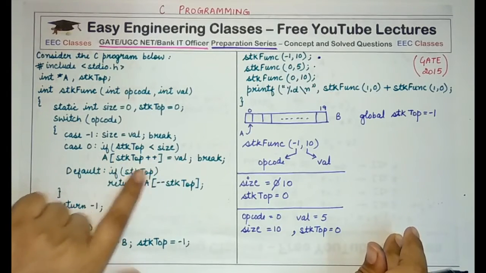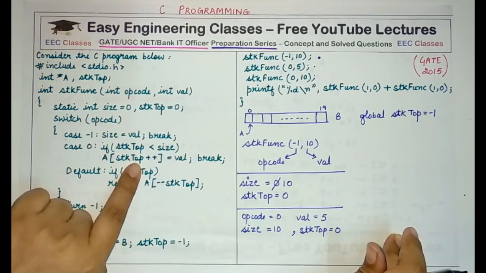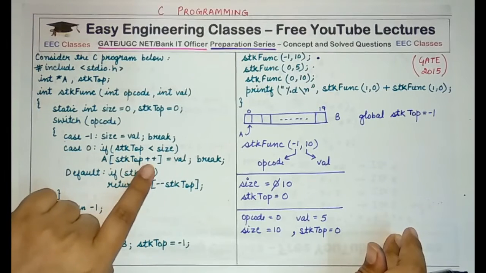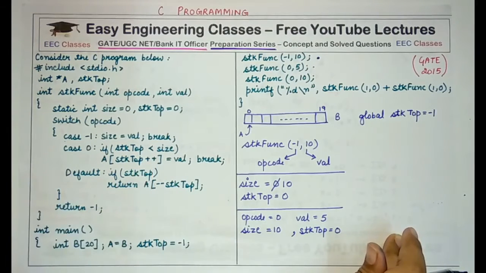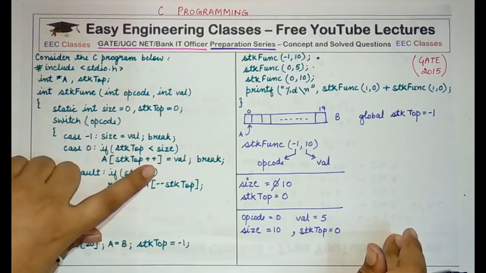Now in this expression, we would first use the value of stack top in this expression and then increment it, because it is a post increment operator. So we'll first use the value in the expression, or evaluate the expression using the current value of stack top, and then increment the value.